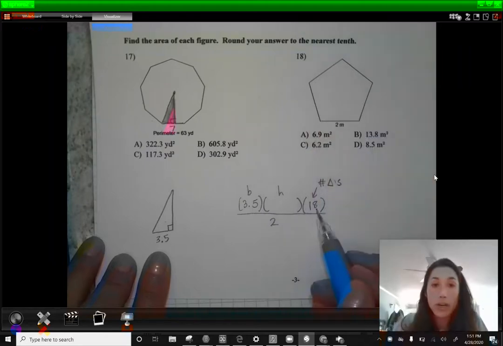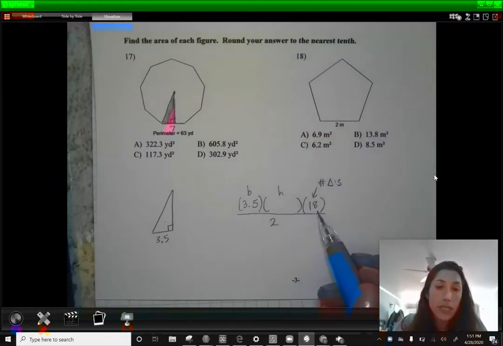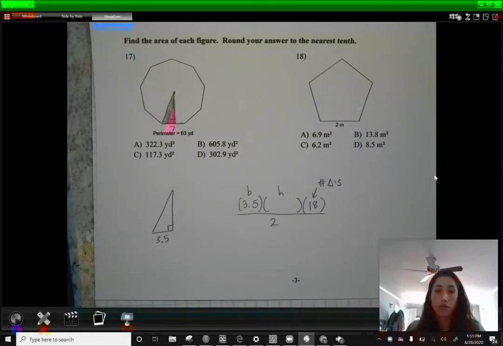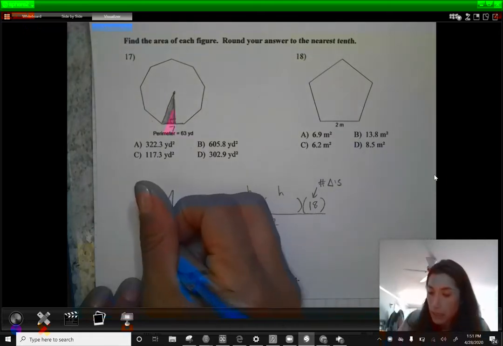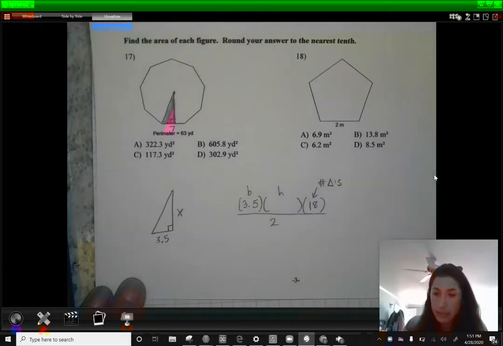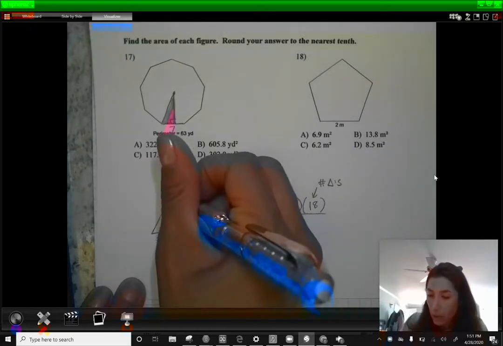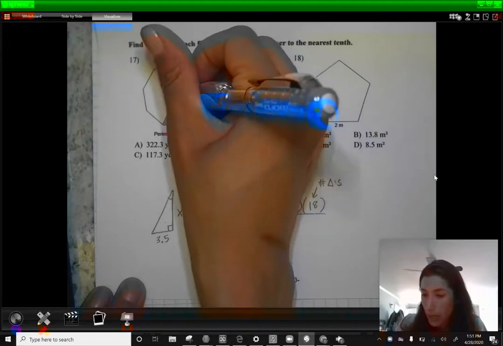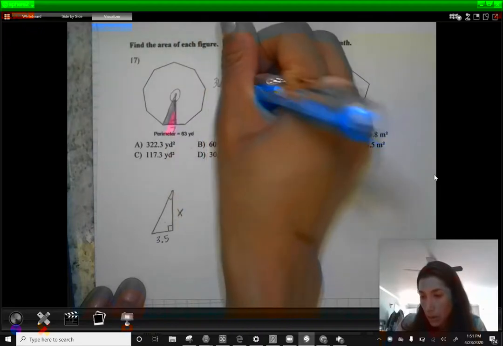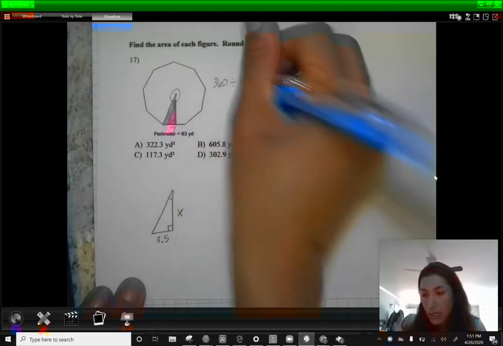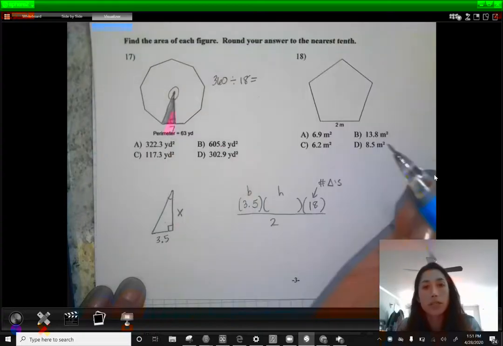So the number of triangles is either going to be double the number of sides that you have or exactly the number of sides that you have, depending on if you're using a half triangle or a full triangle. Now this is 3.5, this is x. And in order to find this angle measure here, you'd actually have to take 360 and divide it by 18, because there's 18 of these little half central angles in this shape.